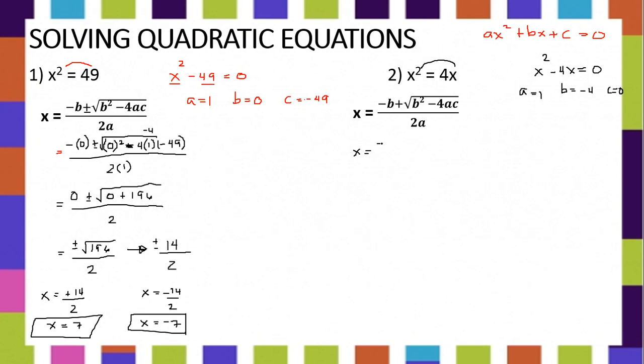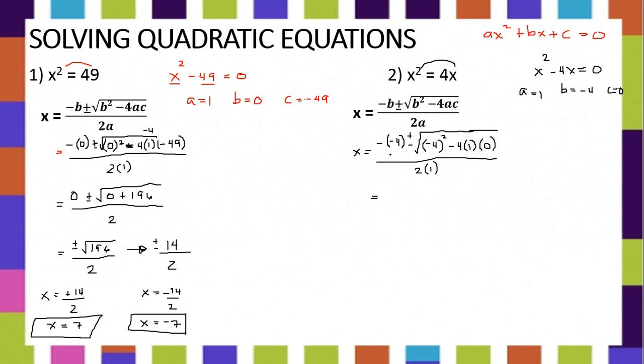So, we're going to have negative, yung b natin is negative 4, tama? Ayan, negative 4. Okay. Positive, negative, square root of b squared. Ang b natin is negative 4. E squared natin yun. Minus 4 times ang a natin is 1, ang c natin is 0. Over 2 times a, which is 1.